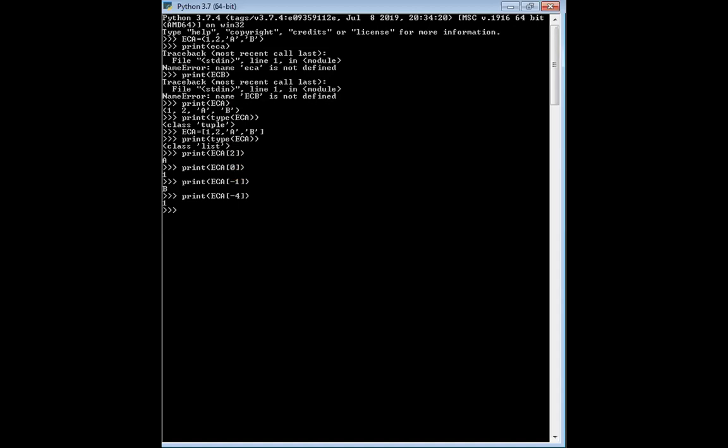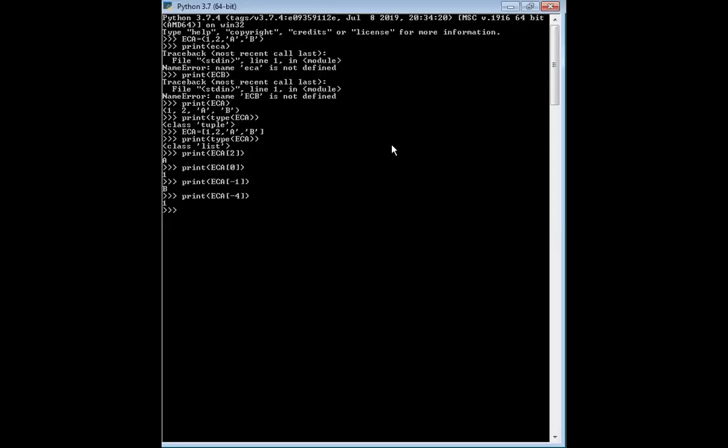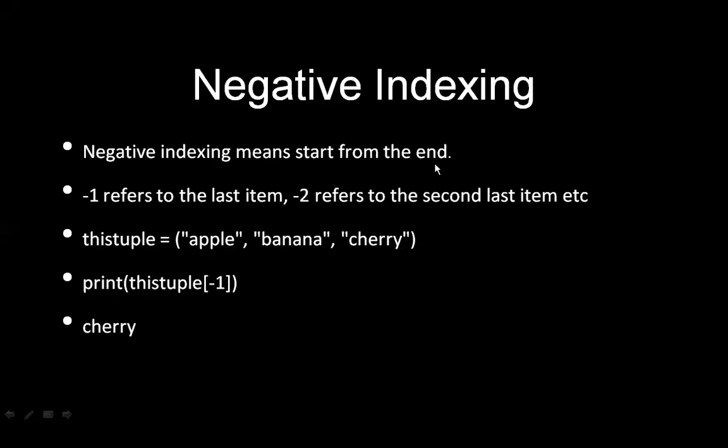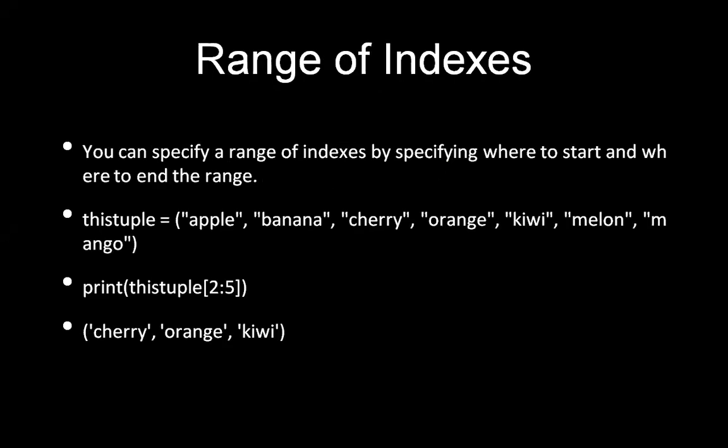So this is the practical implementation of how to access the elements using the index numbers. The discussion regarding negative indexing is also over. Next we will have a discussion on the range of indexes.